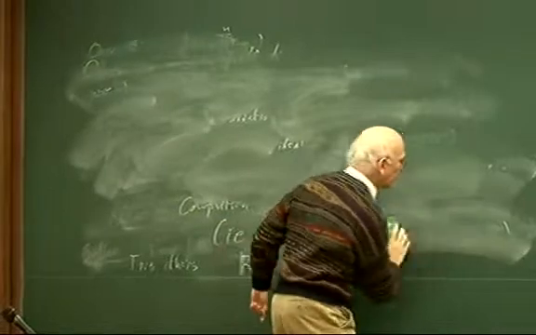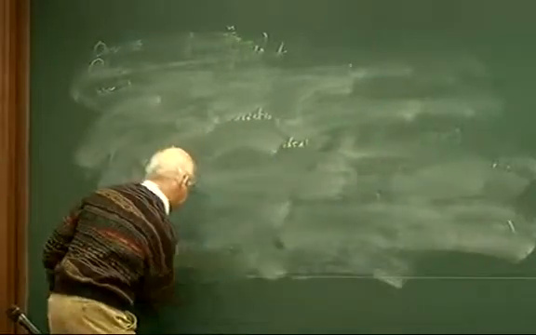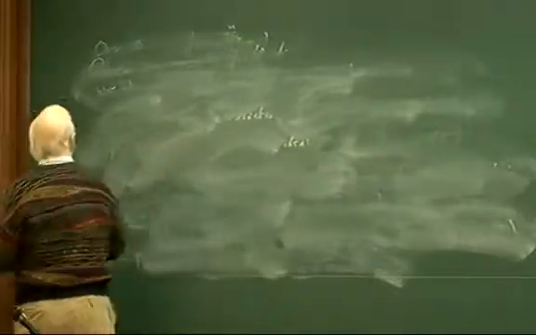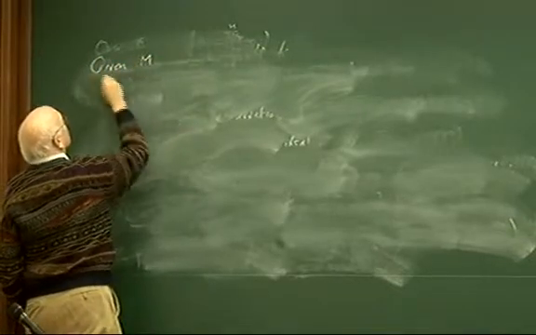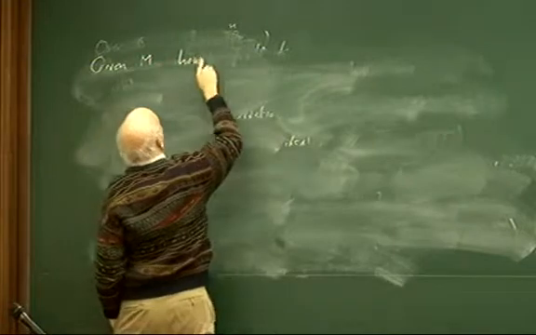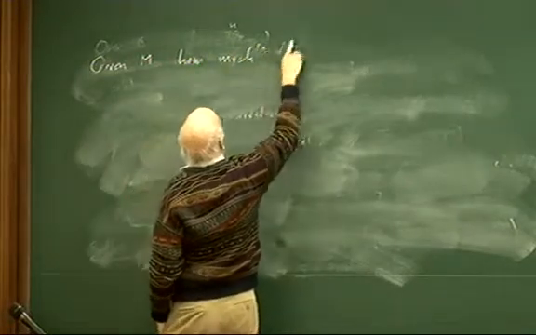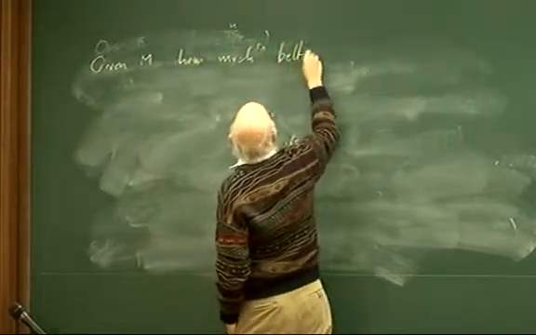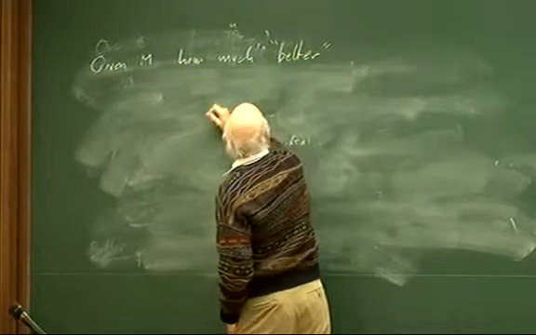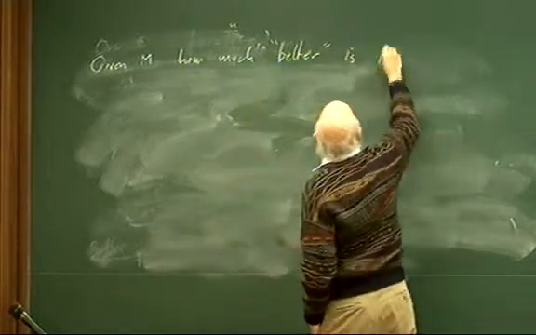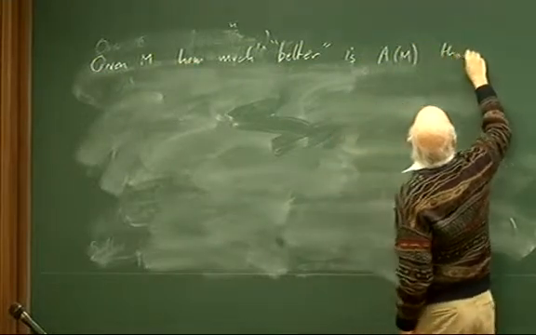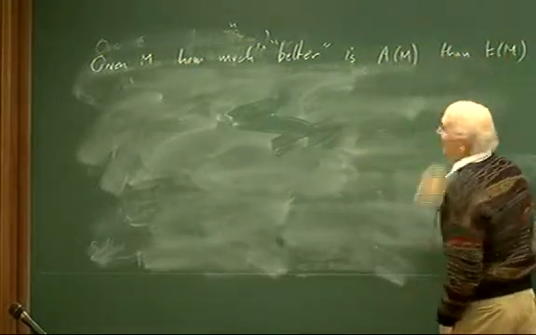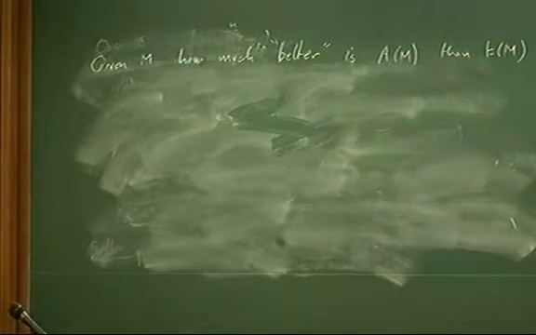And how much extra information is this? So given M, how much better, as it were, is A of M than K of M? Okay.